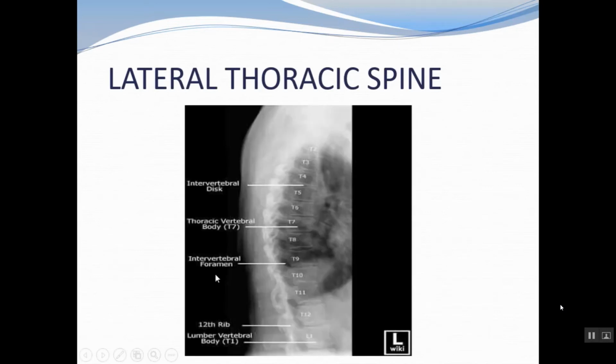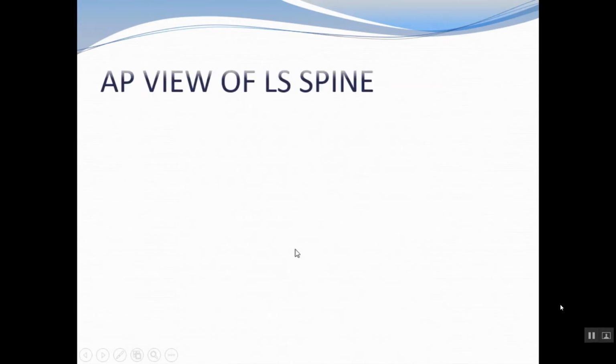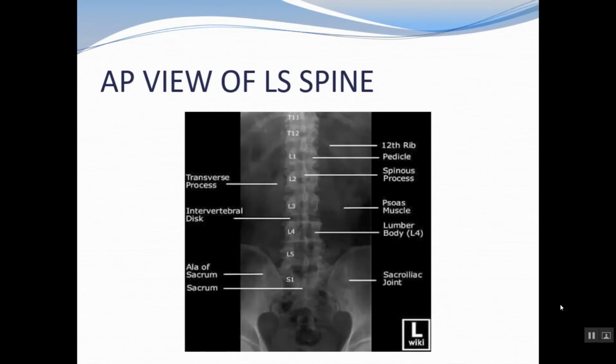Lateral view of the dorsal spine here, T1, T2, T3, etc. Lumbosacral spine, see the last rib at dorsal 12, then this is L1, 2, 3, 4, 5, and so on. Here is the sacrum, and this is the intervertebral disc, lumbar body, psoas muscle, lumbar pedicle. This is the pedicle of L1.